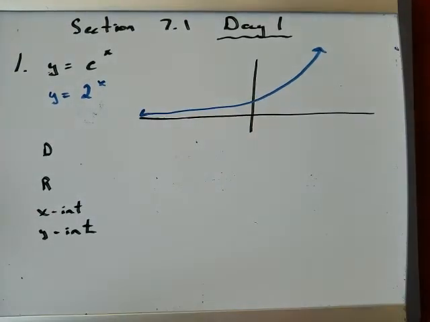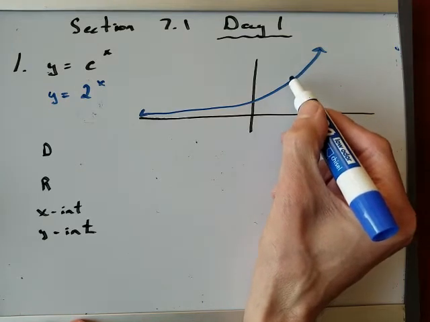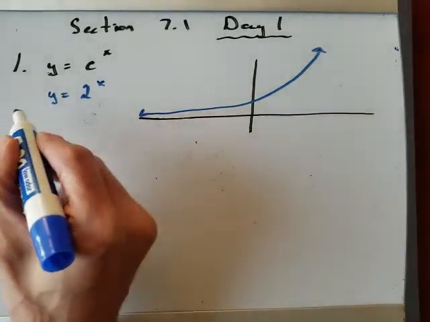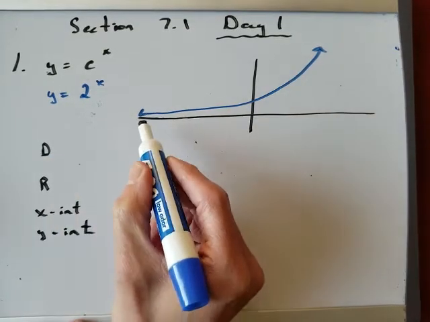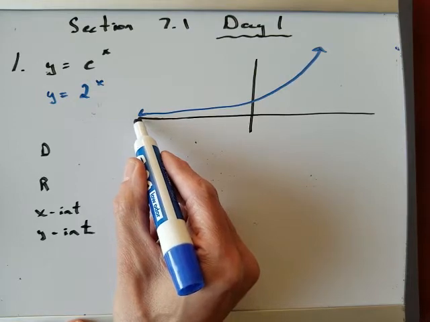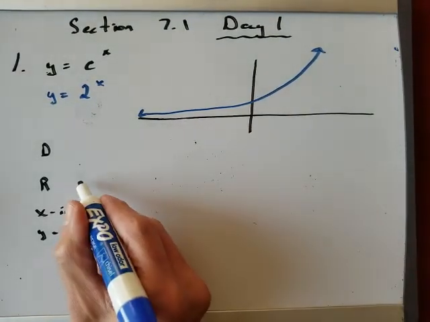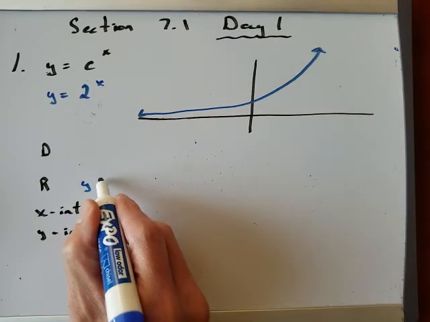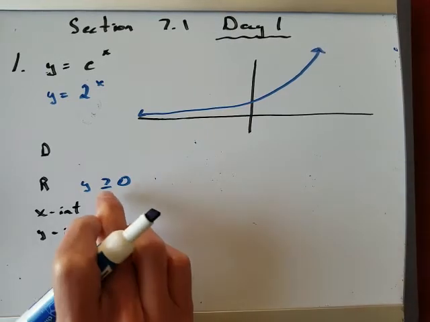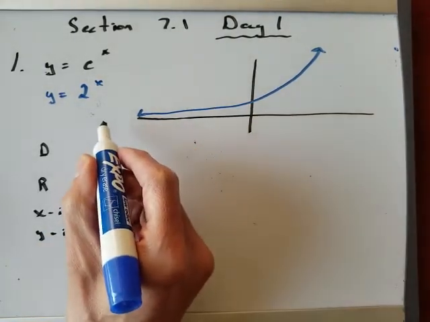And let me give you a description of it. First of all, if you go backwards, even though you don't graph backwards, it goes forever to negative infinity on the x-axis. It never ever touches or crosses the x-axis. It's a horizontal asymptote. So what would you say the range is? Y is always greater than 0, not equal to, because it's an asymptote. It never touches it. It doesn't cross it.